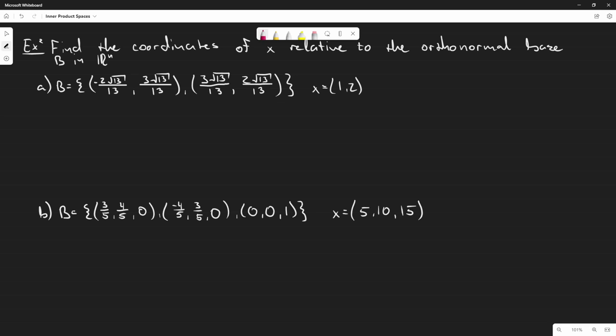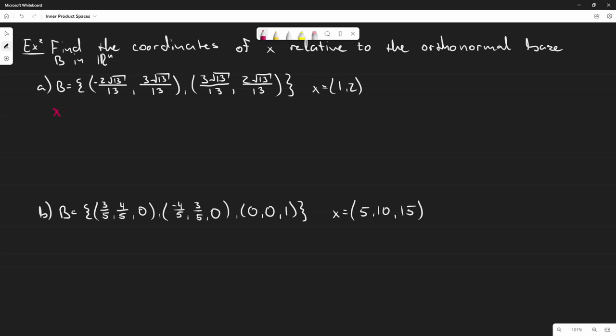So now let's move on to our second example. This one's telling us to find the coordinates of x relative to the orthonormal basis B in R^n. For our first example, we are given 2 points, and our x was 1, 2. To find these coordinates, you simply have to take the dot product with each vector in the set.